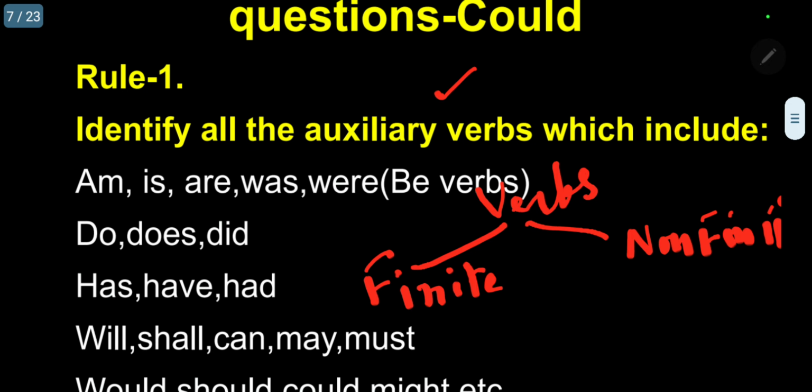A simple example I can give: come. It is a finite verb. So with come, suppose I am adding now, kindly follow me, non-finite verbs I can classify into 3 types. What way? First is infinitive.